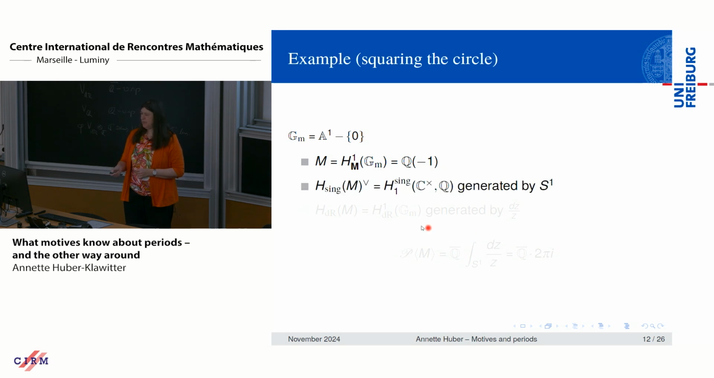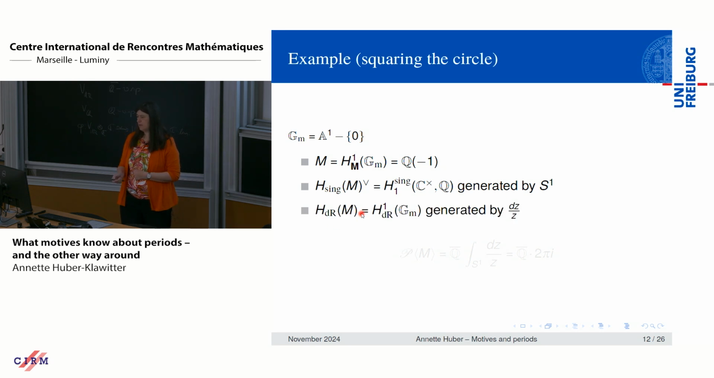But we all agree that the singular realization, or rather the dual of the singular realization of this motive, is its singular homology. So it's the singular homology of the analytic space of Gm, so C star, with coefficients in Q. This is a one-dimensional Q vector space, and it's spanned by S1. It's a closed loop. It gives you a class in first homology. So this is the explanation why S1 is the important thing to look at.